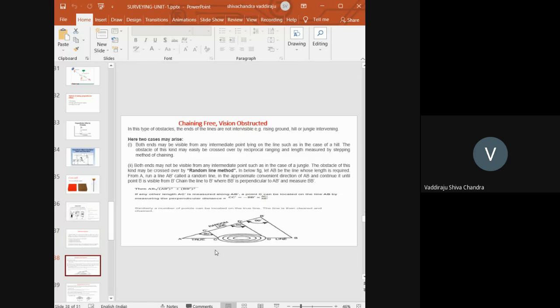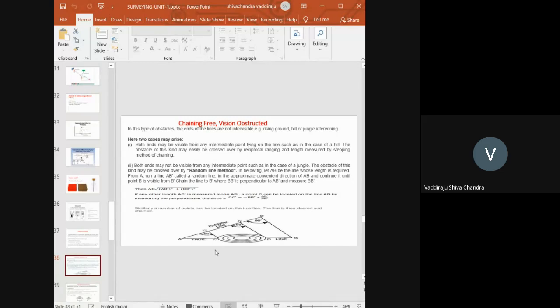Here we will be using the geometry which you have learnt in your schooling. Okay. So this is one example of chaining free and vision obstructed. There is a line AB. I want to measure the distance between A and B, but there is a pond. That can't be a pond. It can be a boulder.